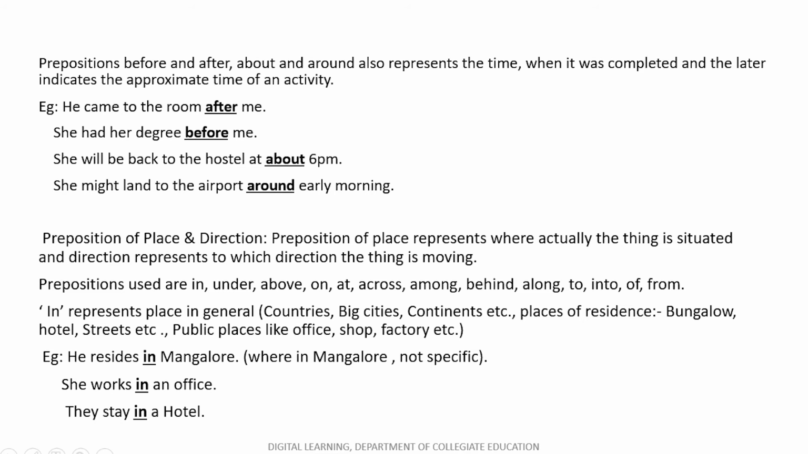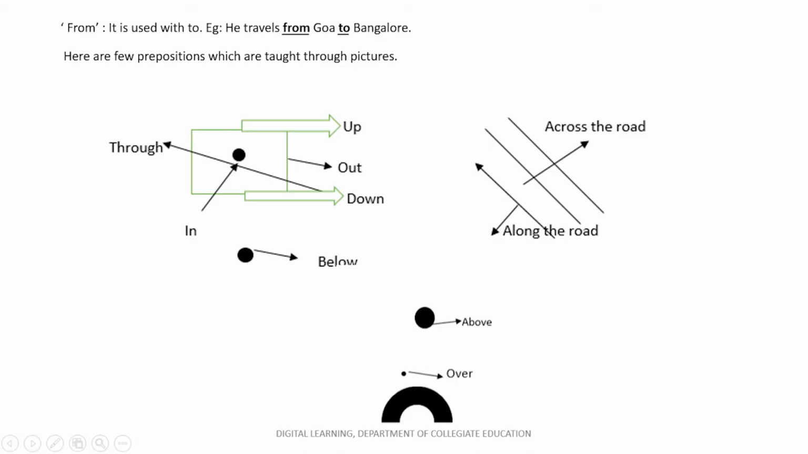He resides in Mangalore. Where in Mangalore? Not specific. He works in an office. In which office? That is not given. They stay in a hotel. Now, while using from, to also follows. For example, he travels from Goa to Bangalore. From which place to which place? While referring to this, you can use from and to together in a sentence.